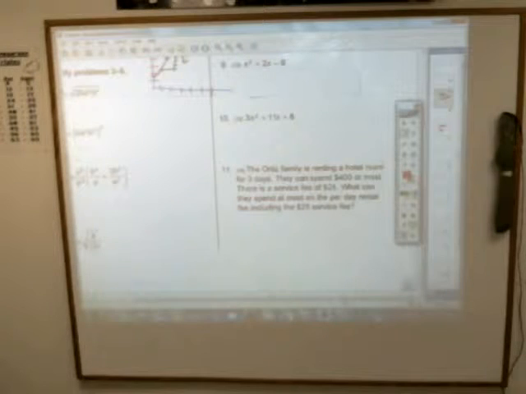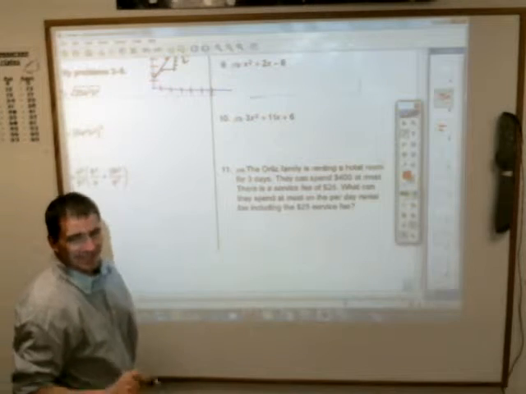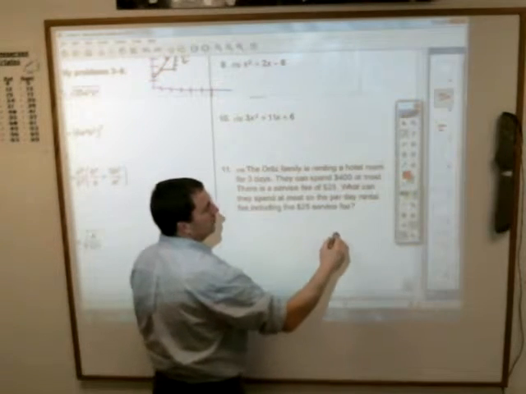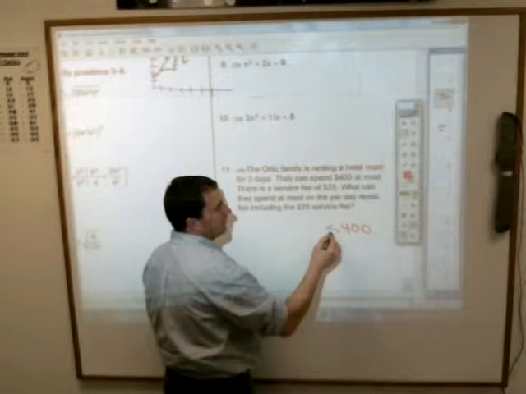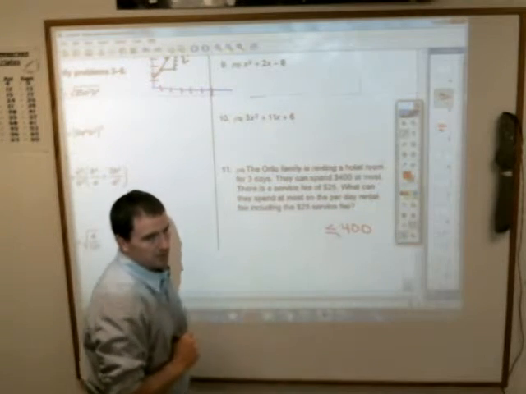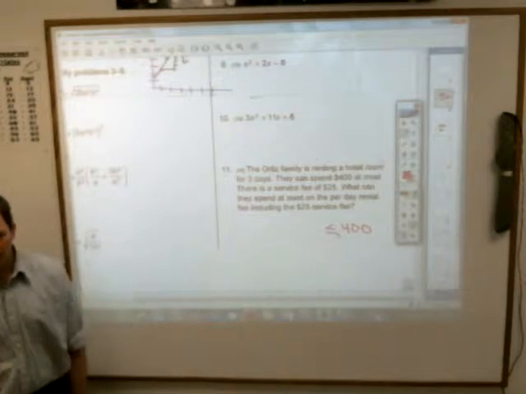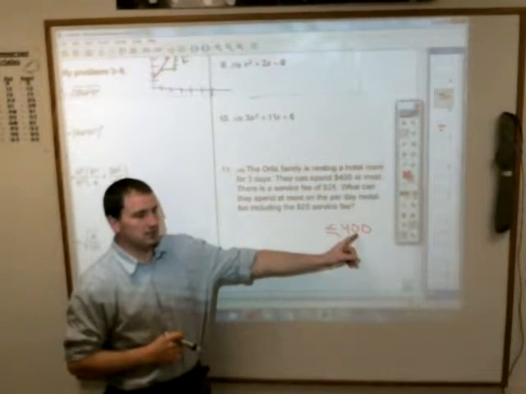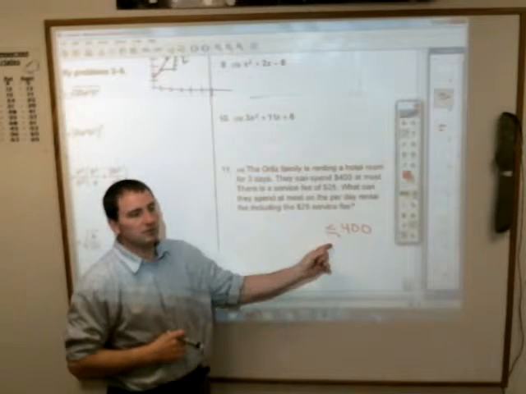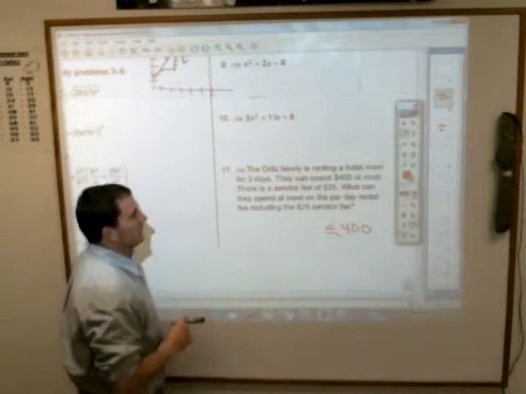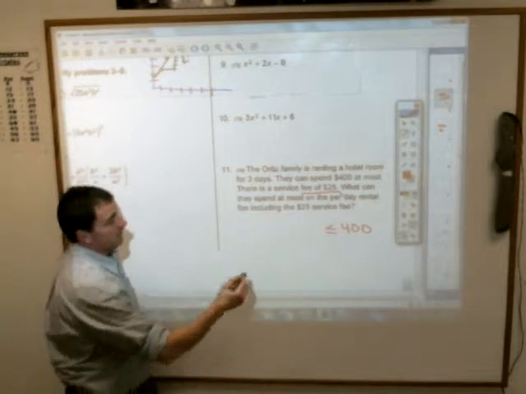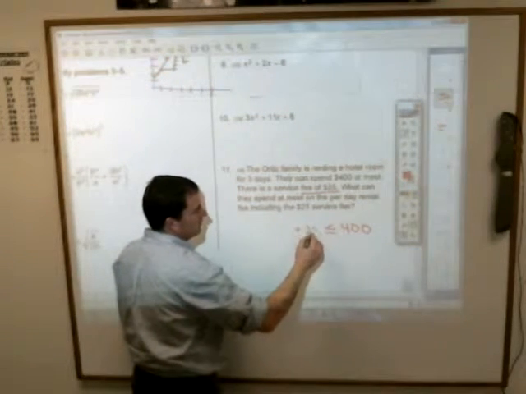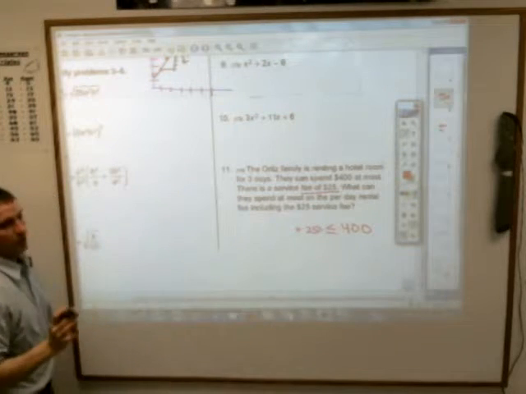The Ortiz family's renting a hotel room for 3 days. They can spend at the most $400. As soon as you see that, you should think of the inequality. If you can spend at the most $400, that means whatever you spend has to be less than or equal to $400. That's the first thing I would write down before I even read the rest. There is a service fee of $25, which means no matter what, you have to pay $25. So that's my plus $25. No matter what, I pay that.